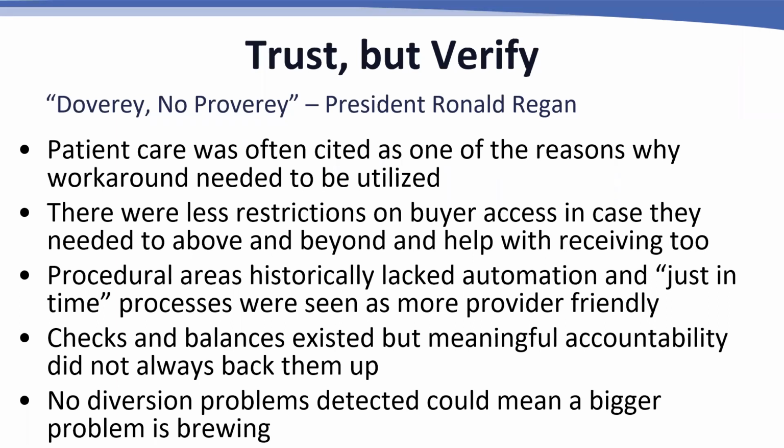We like more just in time. Someone might say, I don't have time in a procedure if something was wrong to go to automation. So we have to create these checks and balances and accountability, and we have to try to back them up. If no diversion problems are detected, or you say you haven't had any cases, there's probably a bigger problem that's brewing. Because when you look at the literature, there's this constant evaluation of diversion, and you need to make sure that you are having good checks and balances. And if you're not catching anything, it's not always a good thing. So think about that as you approach your different key stakeholders. Next slide, please.